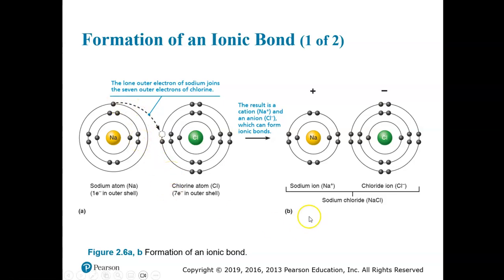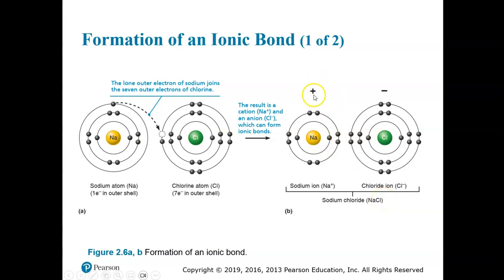And when it does lose that electron, it's going to take on a positive charge because it will have an extra proton or positive charge. Chlorine has 7 valence shell electrons, so it will gain the one that sodium lost. So basically, sodium will transfer that electron over to chlorine, and it will become a chloride ion, and it will have an extra electron. So that means it will have a negative charge.